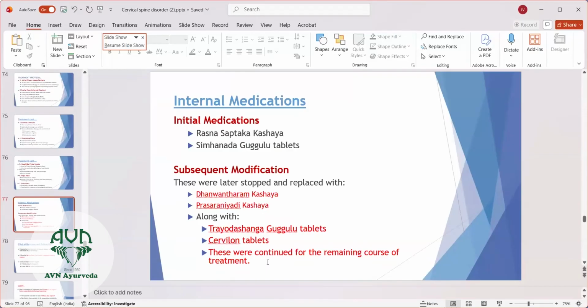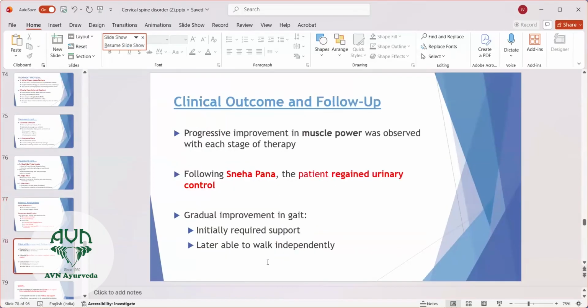So these are the internal medicines: Asana Saptaka Kashaya, Simhanada Guggulu, Dhanwantara Kashaya, Prasaranyadi Kashaya, Cervilon, Trayodashanga Guggulu, Cervilon tablet. These were continued for the remaining course of the treatment.